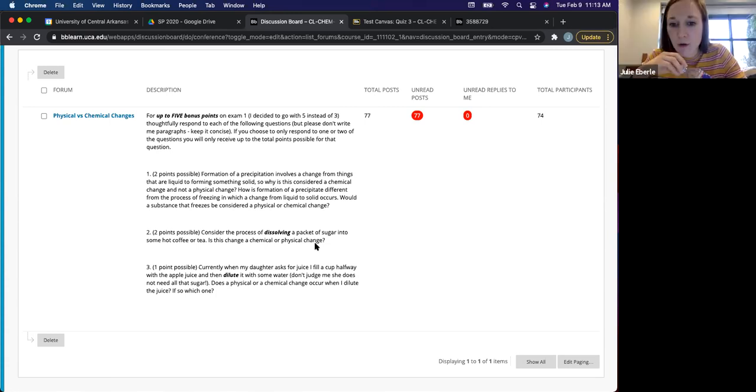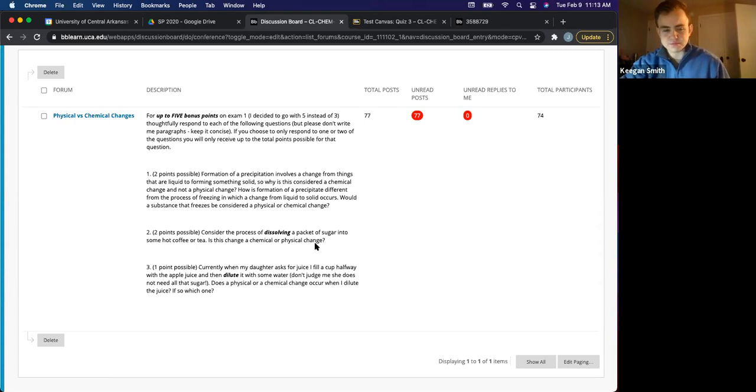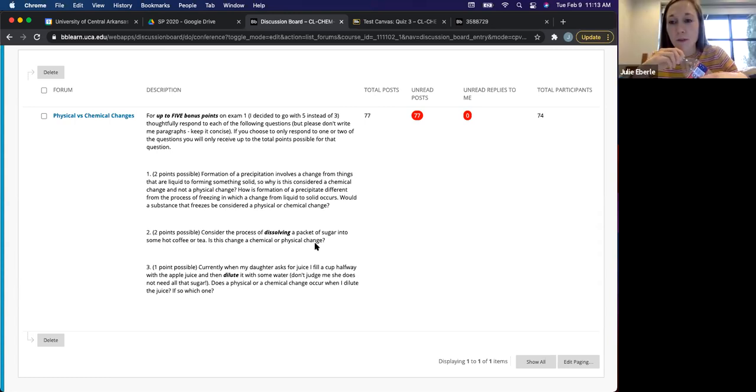Okay, we got to vote: physical or chemical. Heaven says physical in the chat. A lot of people are saying physical. Why is that a physical change? Is that sugar molecule altered? Do we have new substances, or have we just mixed the sugar and the original coffee molecules or tea? It's just mixed. So this is why it's a physical change.